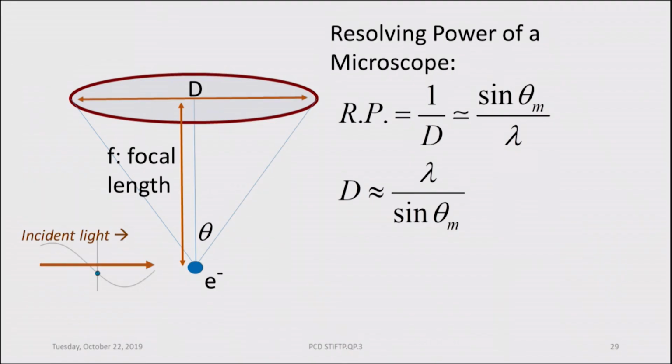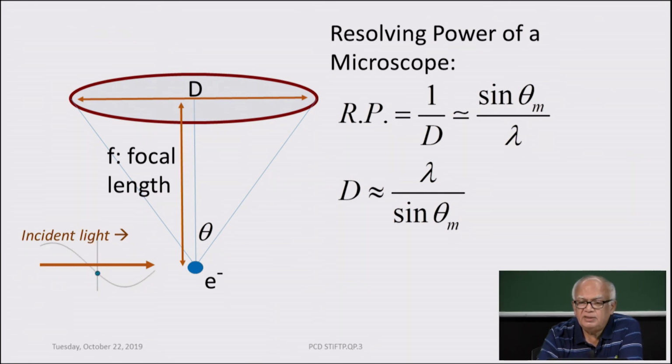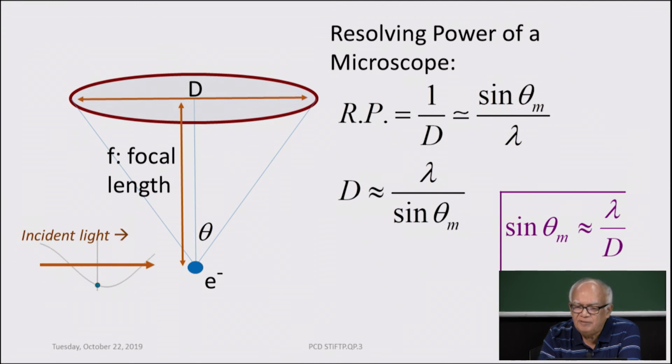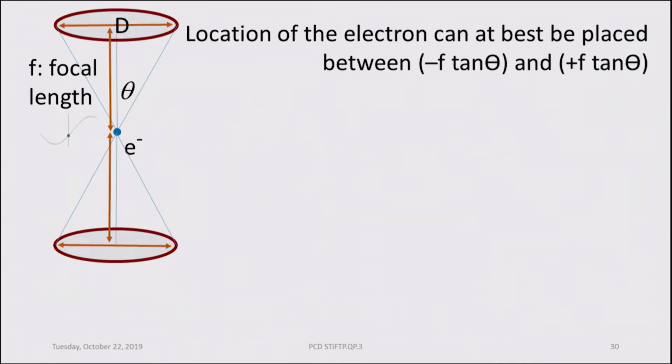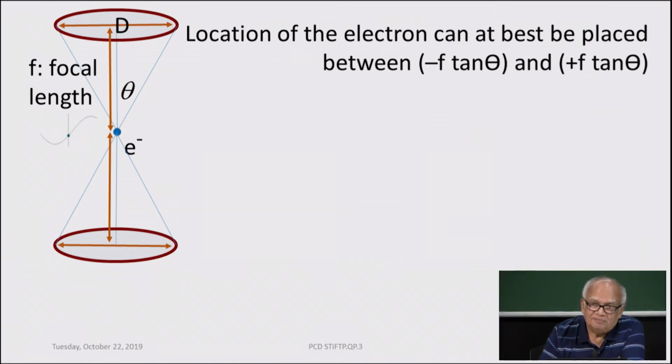All right. What is the resolving power of a microscope? Now, this goes as 1 over d. So, if you know the focal length, and you have this relation d equal to lambda over sine theta, or theta equal to lambda over d for small angles. So, we will use this relation now, because we will try to minimize the position uncertainty.